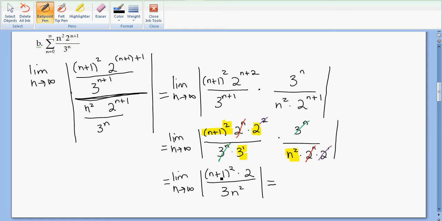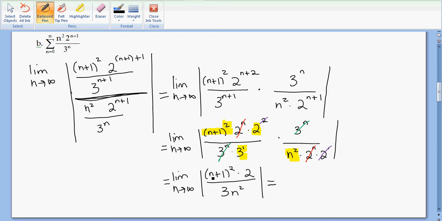In the numerator we have a second degree polynomial. In the denominator we have a second degree polynomial. So we know that this limit should equal the ratio of their leading coefficients. If you can't see the leading coefficient without actually foiling this expression out and distributing the 2, then you should actually go ahead and do that.